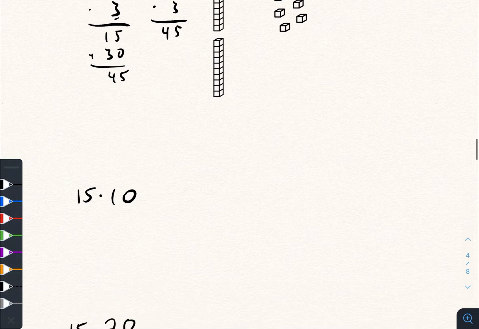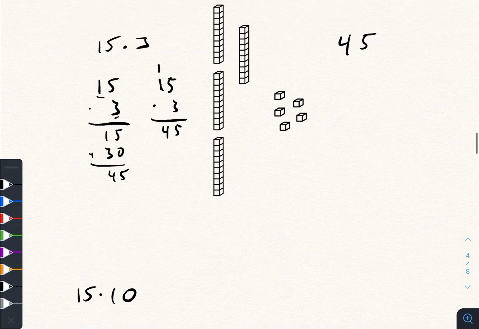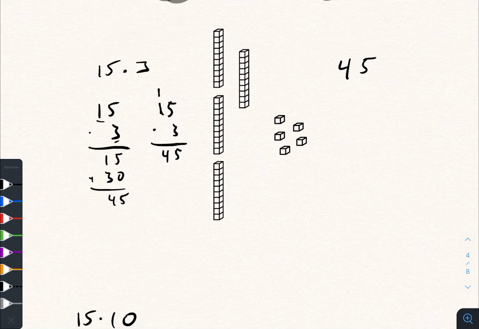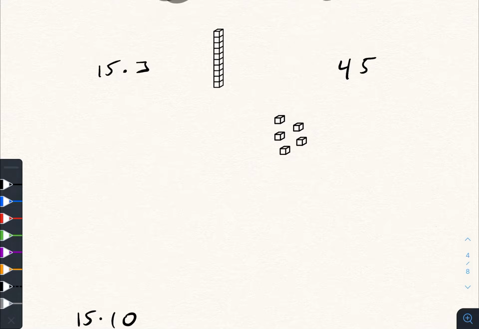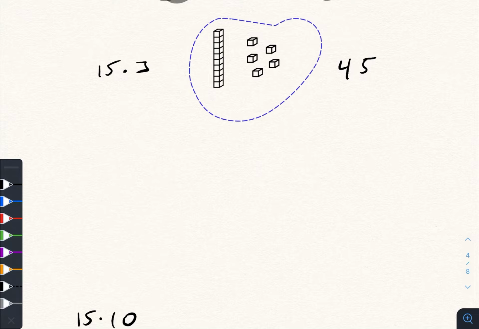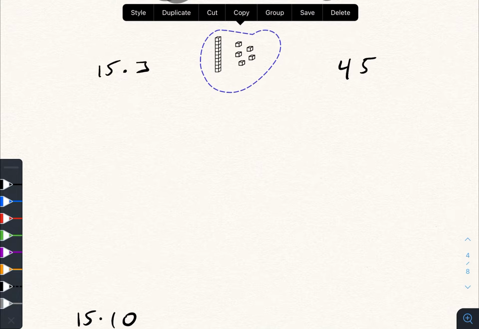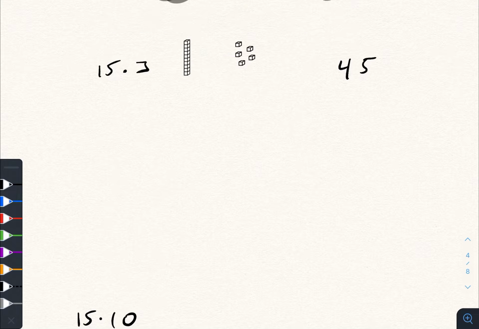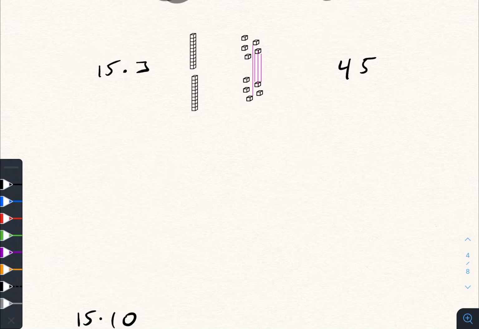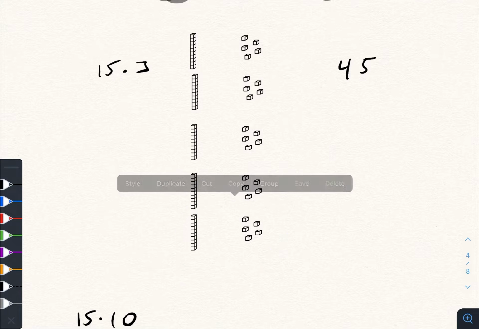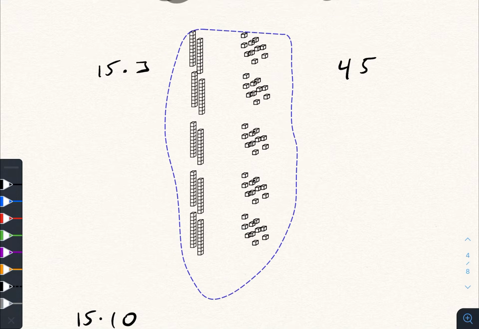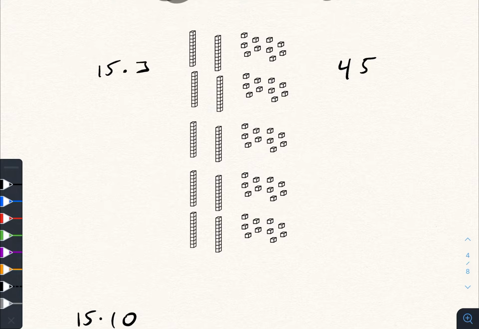If I do 15 times 10, that's more or less the same sort of thing. Let's get rid of some of this stuff up here, so we can do this. So 15 times 10 is the same as 10 groups of 15. So let's do that. Here's 5 groups of 15, and then I'll just double that. Okay. So I have 10 groups of 15.